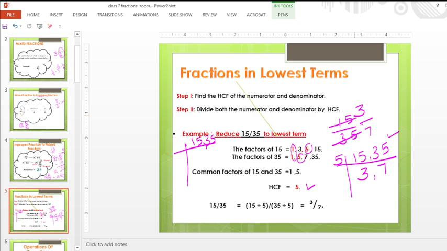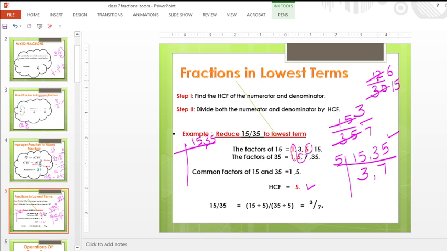So 3 by 7. Or any other number you can take. For example, you can take 12 upon 30. Okay, how will you cut? You can cut multiple times. I know that both will cut by 6. 6 is the HCF. But if you are not getting it, if it's a very big number, and you don't want to find the HCF, you can cut multiple times. Select one number which will divide both of these. Any factor you can take. Let's take 2. I know that 2 is dividing both of these. So 12 divided by 2 is 6 and 30 divided by 2 is 15.